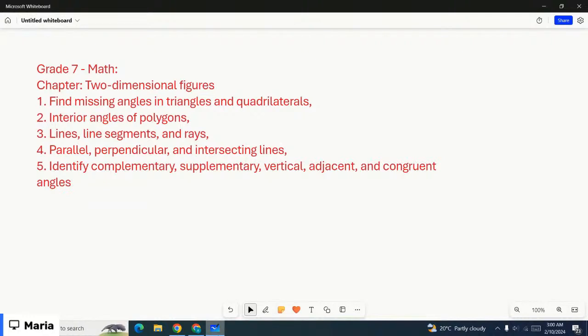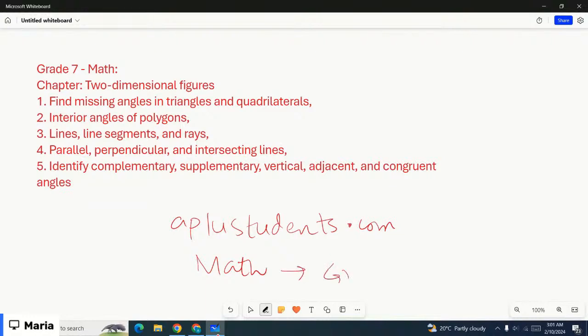You can find all the lessons on aplusstudents.com. You have to log in there using your email address and password as provided by the administrator. Then you have to select math from the subject tab. Scroll down to grade 7 and then click on view all lessons. There you can find a list of the chapters.